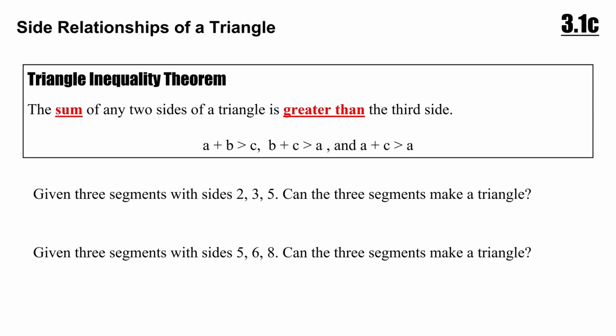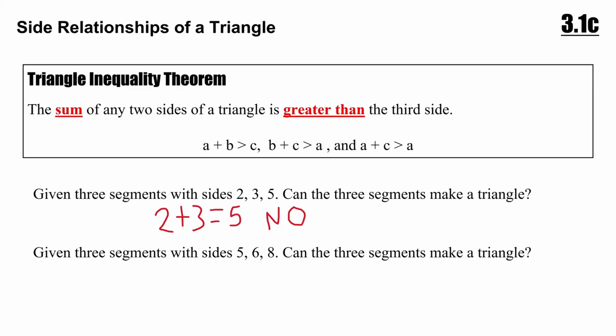The problems below ask if the segments can make a triangle. To determine if they can make a triangle, start by adding the two smaller sides, in this case, 2 and 3. 2 plus 3 equals 5. Because this is not greater than 5, then the three segments cannot make a triangle.